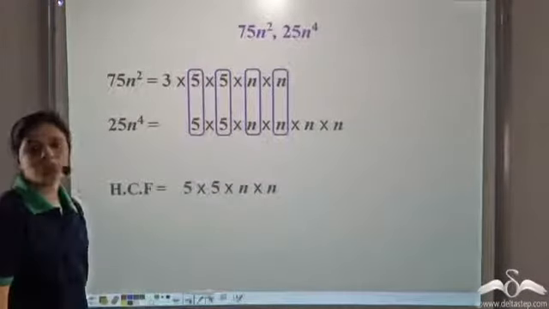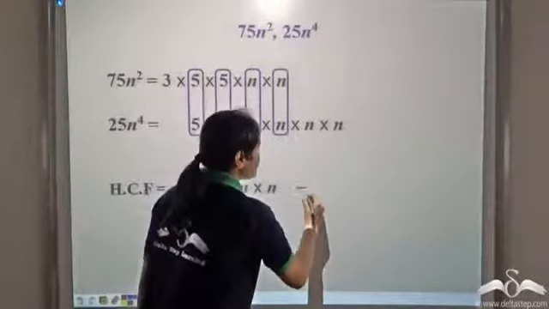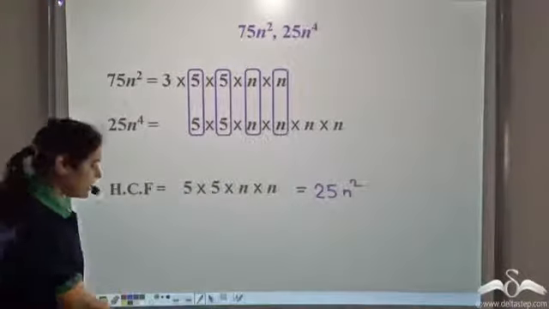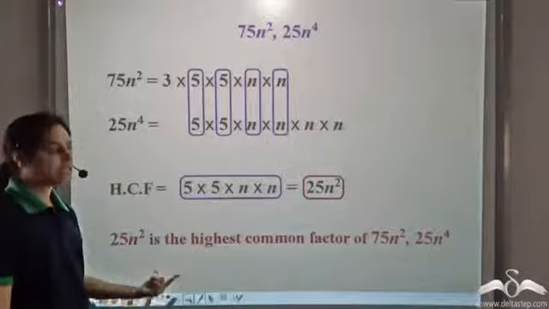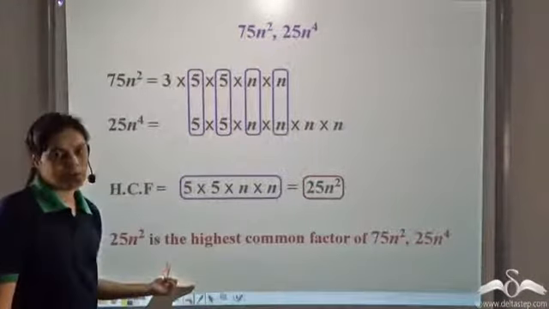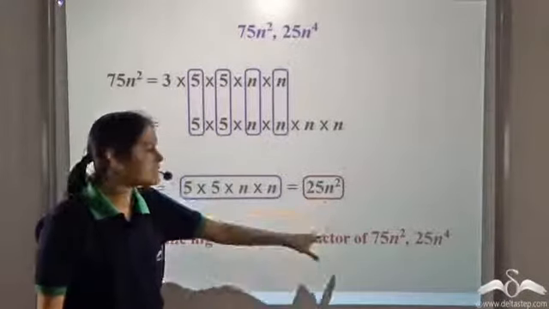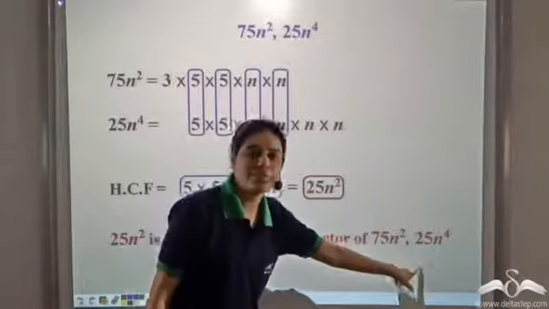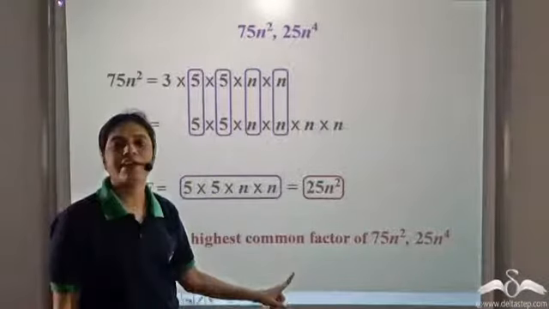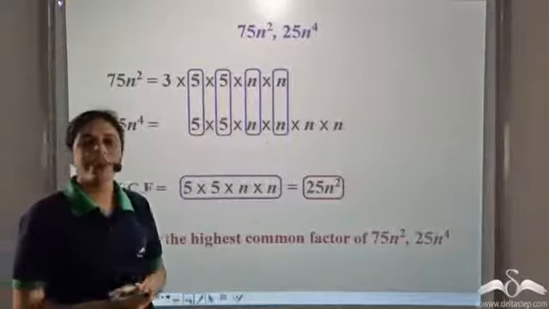So the HCF of these two terms will be 5 into 5 into n into n, that is 25n square. So 25n square is the highest common factor of 75n square and 25n to the power 4. So it is the highest number which divides 75n square and 25n to the power 4 perfectly. So this is how we find the highest common factor or the HCF of two algebraic terms.